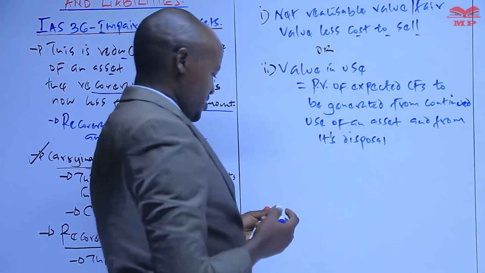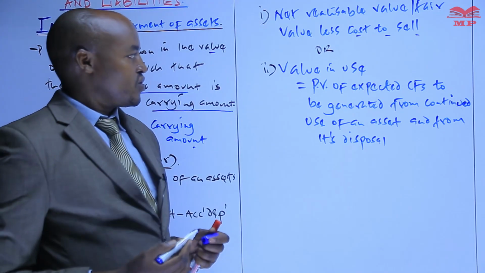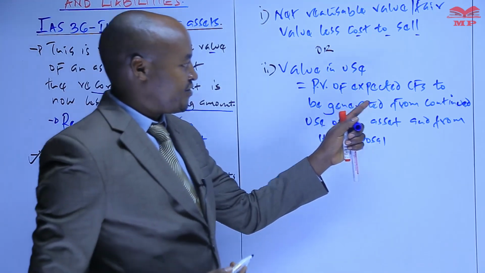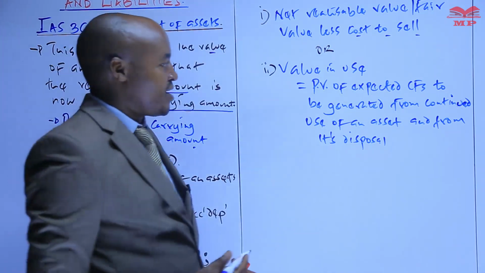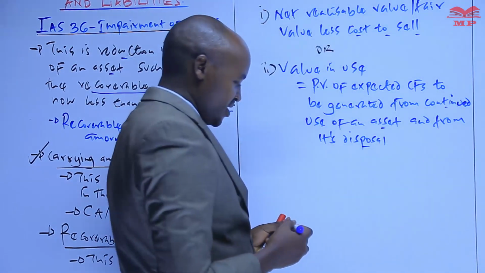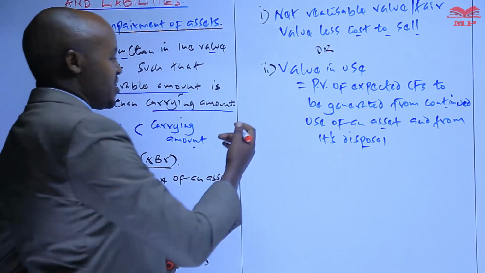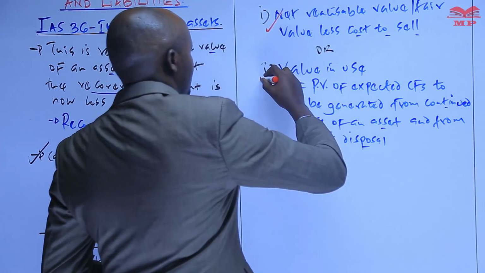So that's how we determine the value in use. So we discount, or we get the present value of the cash flows to be generated from the continued use of the asset and also from its disposal. So once you have these two values, for you to get the recoverable amount, you take the value which is higher than the other.